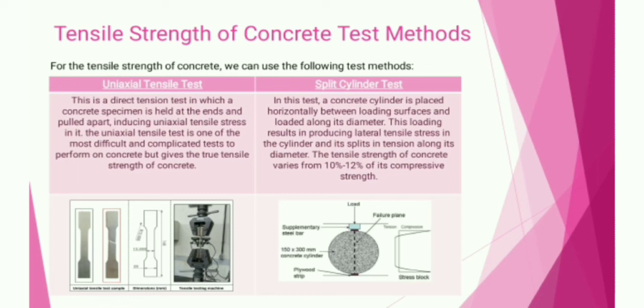The tensile strength of concrete varies from 10% to 12% of its compressive strength.